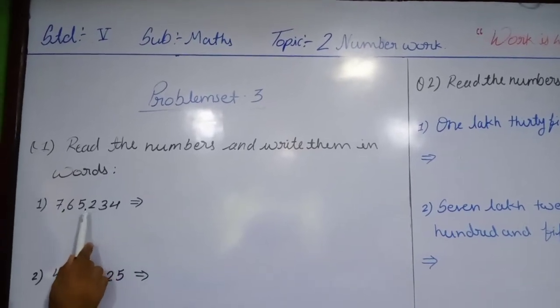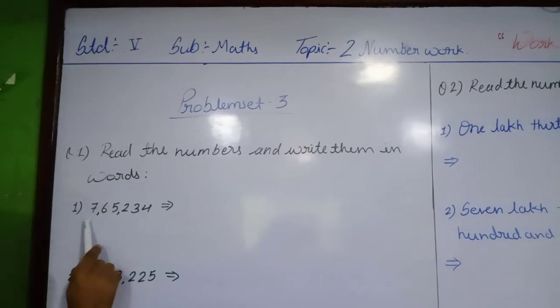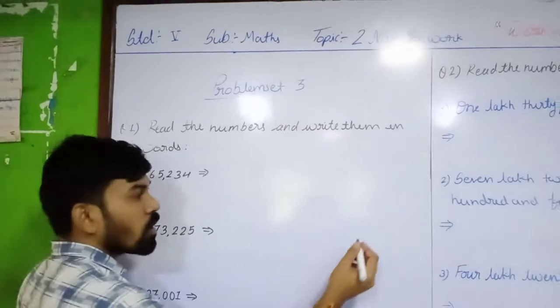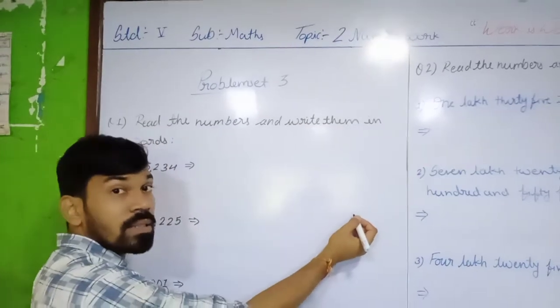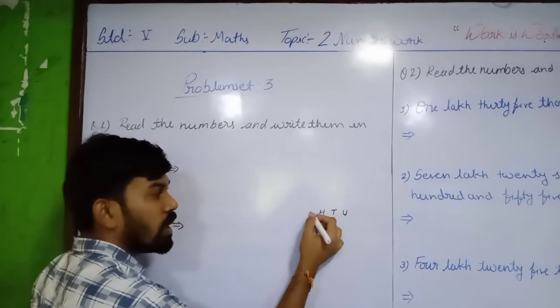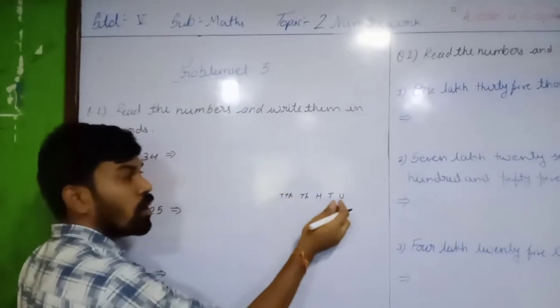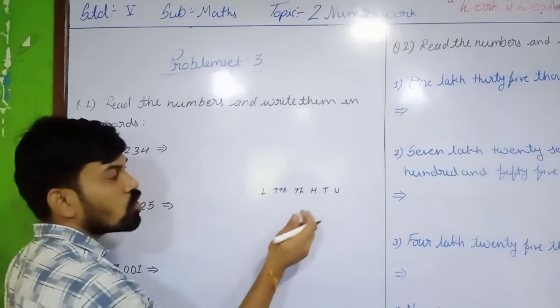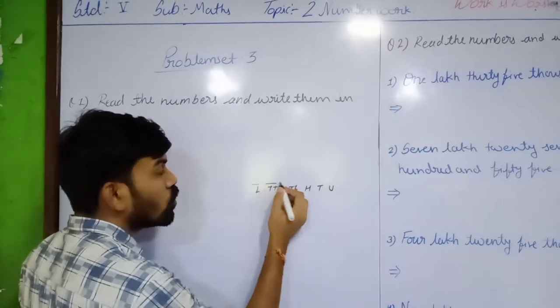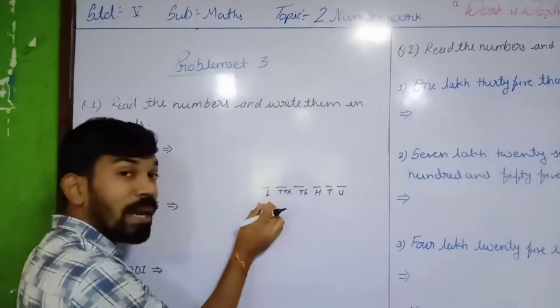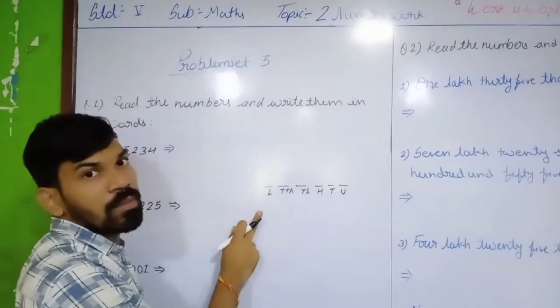1, 2, 3, 4, 5, 6 digits. It means here we have 6-digit numbers. Once again, recall, we always start the numbers from unit. Unit, tens, 100, 1000, 10,000, then lakh. So here we have 6 digits, which means we have to reach till the lakhs place.